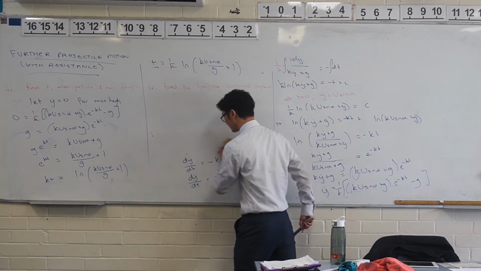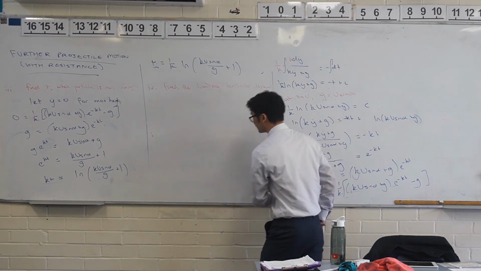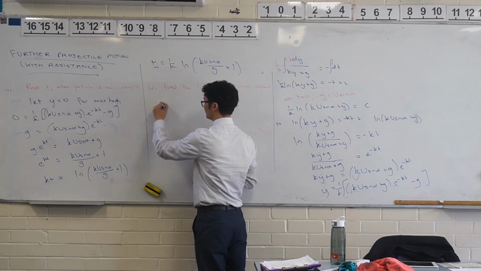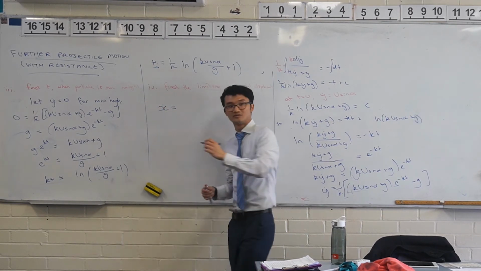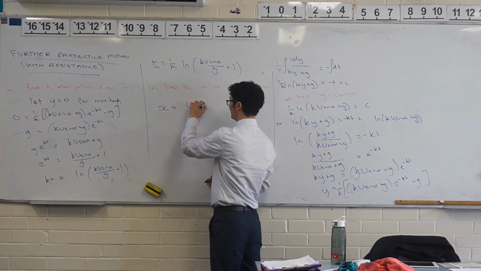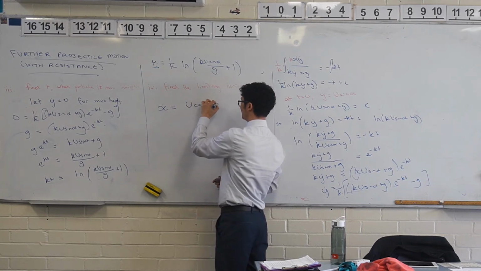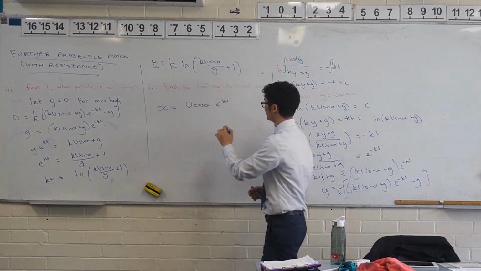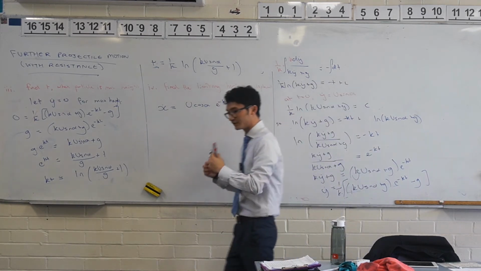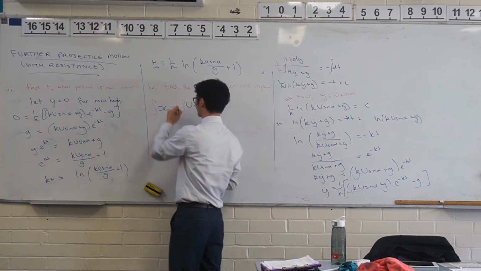What was x dot? Oh no, just u, no negative. u cos alpha. Is that it? Yeah. Okay, cool. And it'll be clear why there's a limiting value in a moment, right?